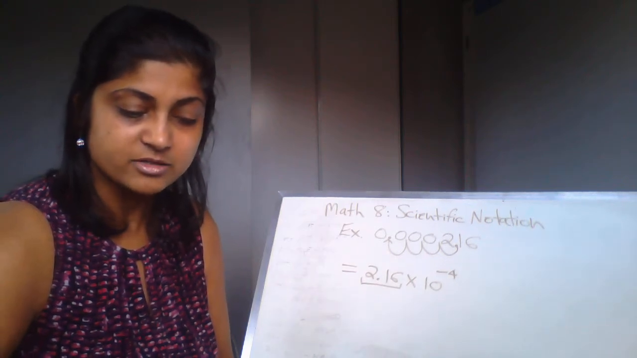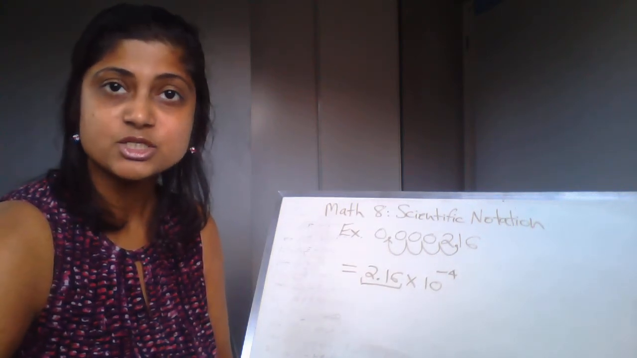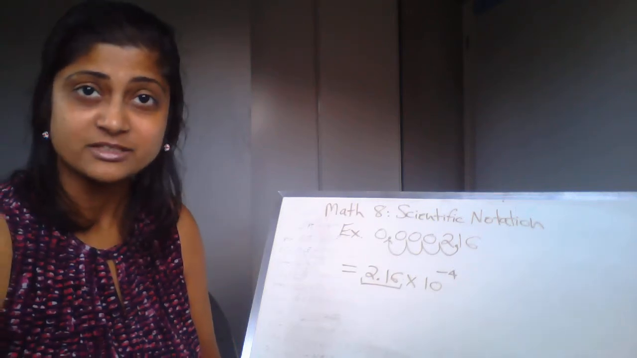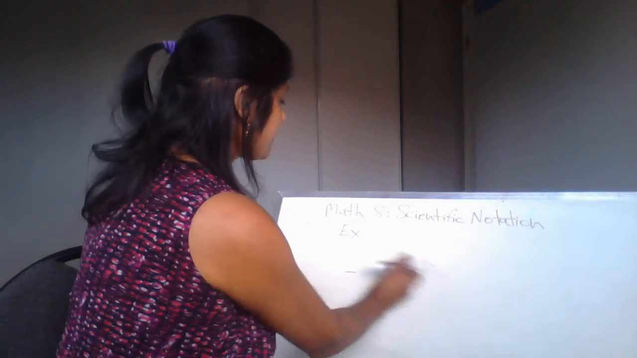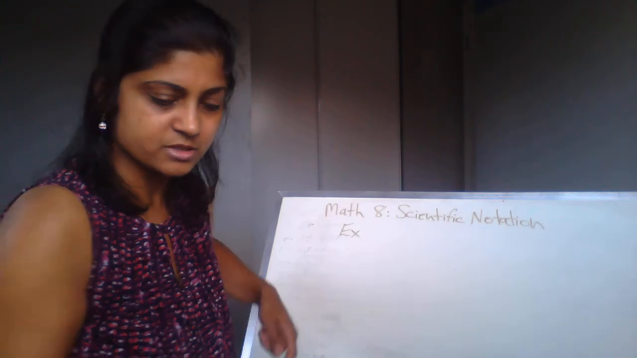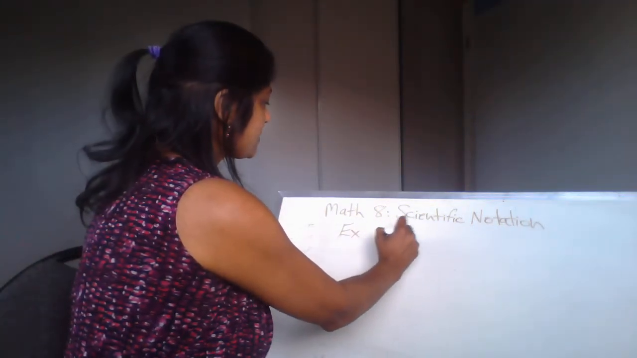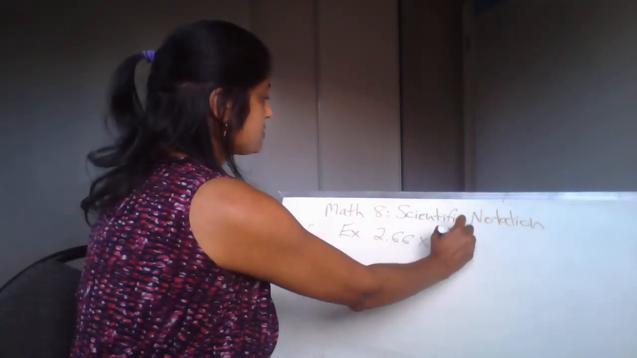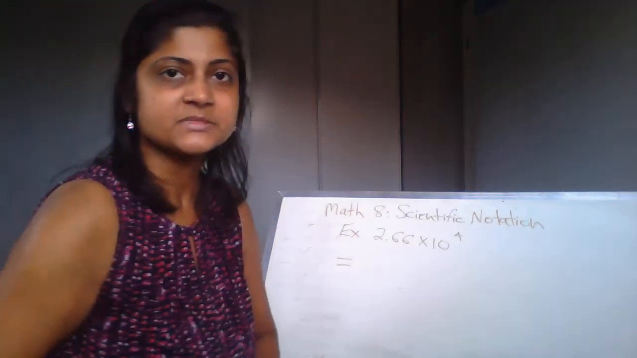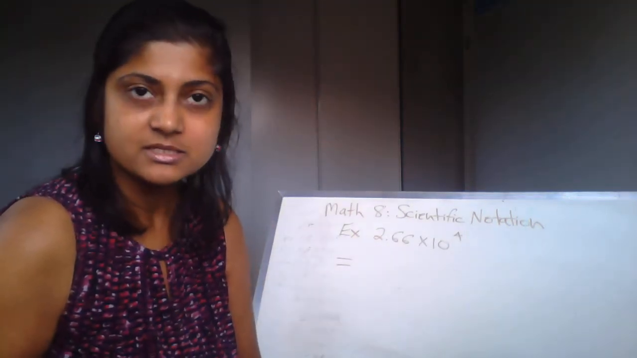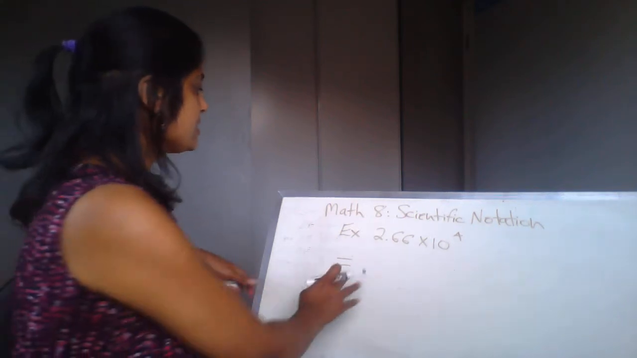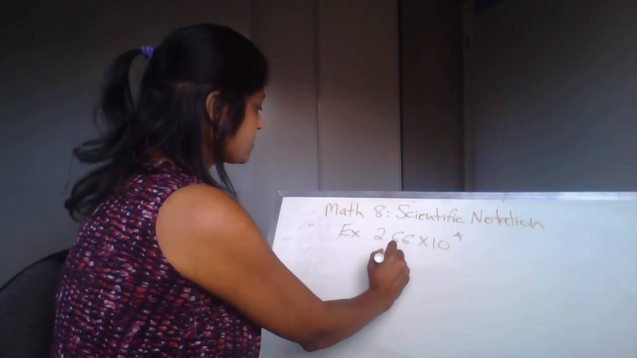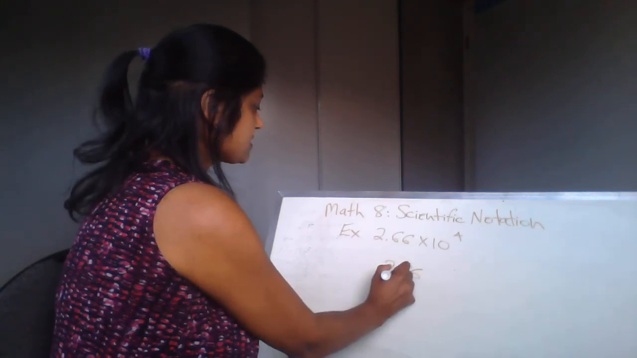The second part of the questions is saying to write each number in standard notation. Let's try a couple of questions on that. This time the question is given in scientific notation. Let's try this one: 2.66 times 10 to the power of 4, and I'm changing this into standard notation. This is the scientific notation. Let's just write the number out here so we can see it. I'm going to put 2.66.